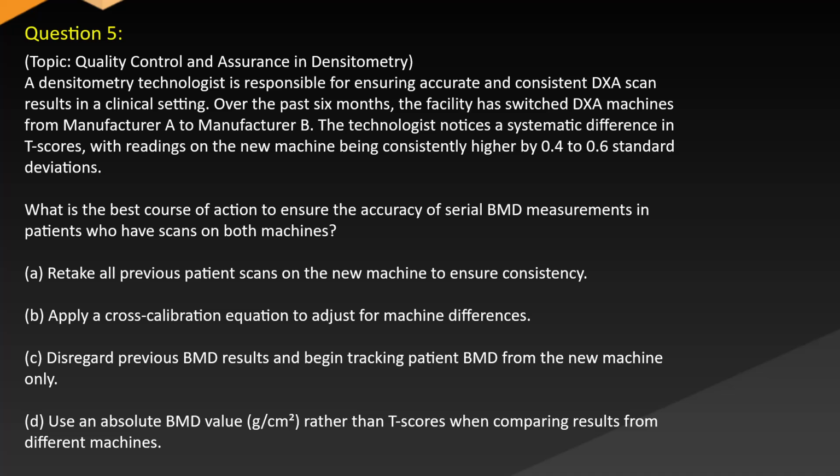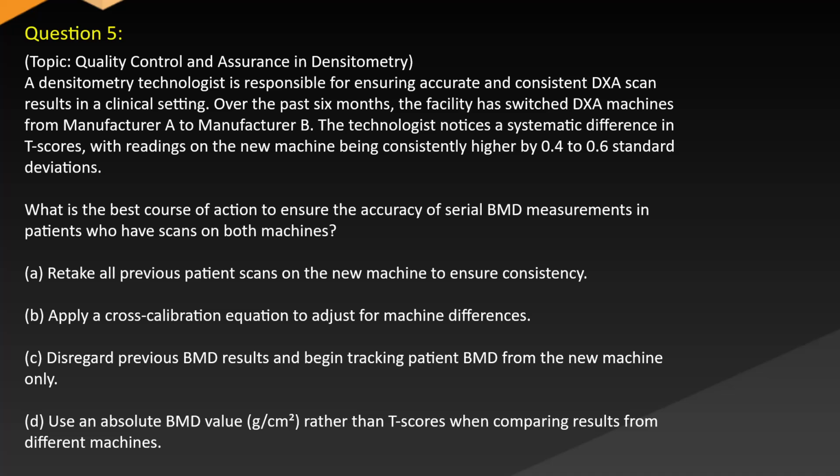Question 5. Topic: Quality control and assurance in densitometry. A densitometry technologist is responsible for ensuring accurate and consistent DXA scan results in a clinical setting. Over the past 6 months, the facility has switched DXA machines from manufacturer A to manufacturer B. The technologist notices a systematic difference in T-scores, with readings on the new machine being consistently higher by 0.4 to 0.6 standard deviations. What is the best course of action to ensure the accuracy of serial BMD measurements in patients who have scans on both machines?